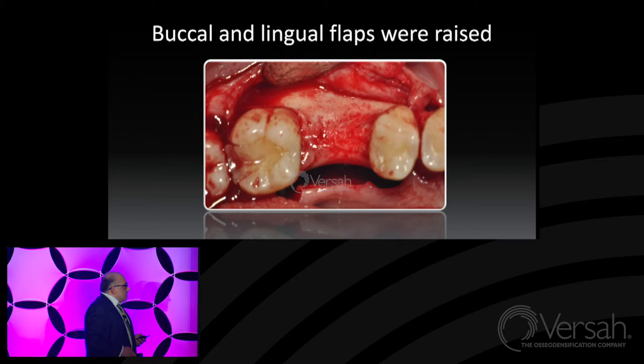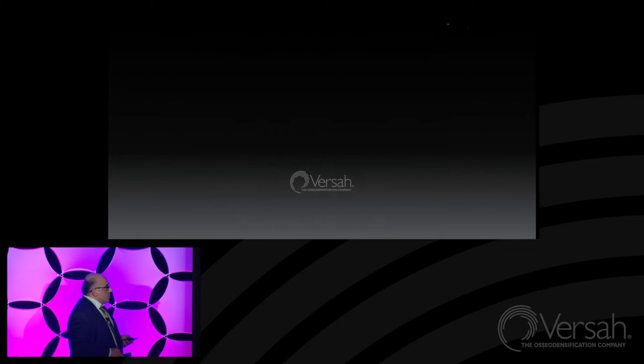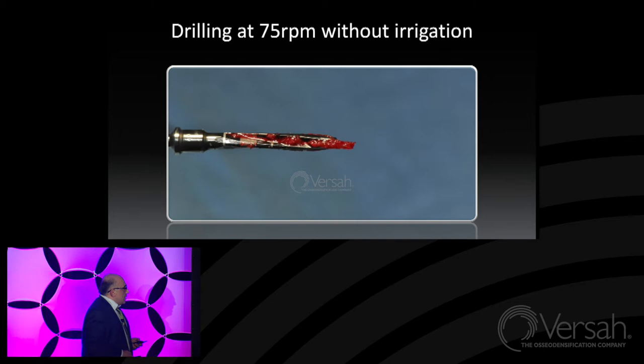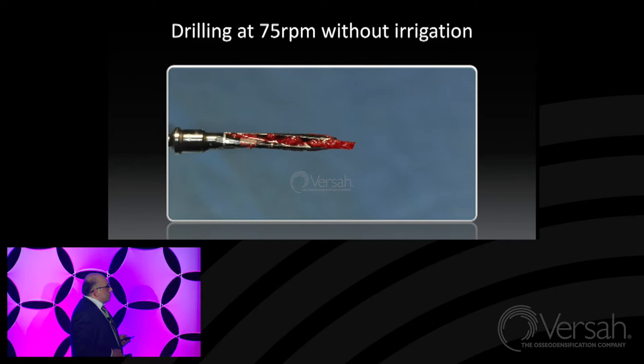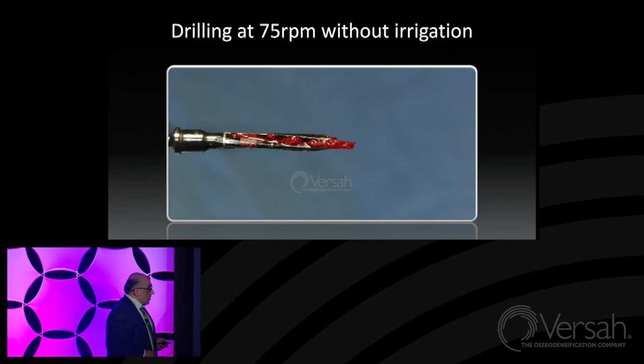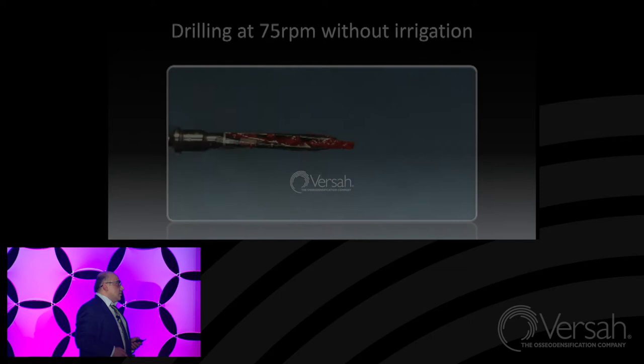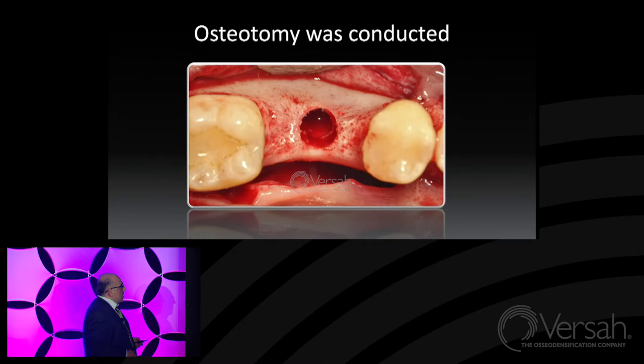So we raise buccal and lingual flaps, and we see a little amount of bone at the edge of the ridge. But we want to do something with it, so what can we do? We take our initial 2 millimeter drill and go through the ridge at minimum 75 RPM without irrigation. It's the technique I usually use with standard drills. And then we use our regular drills and make an osteotomy.